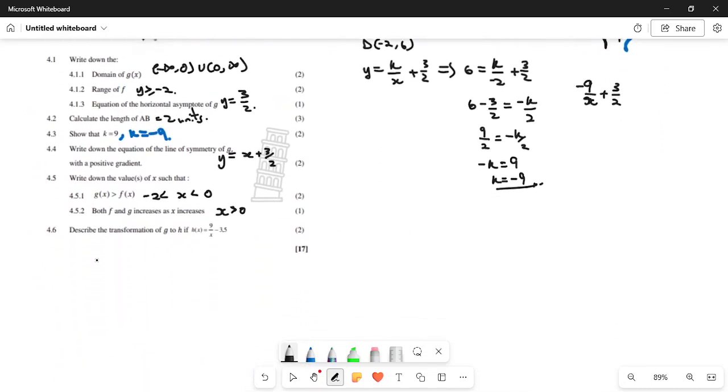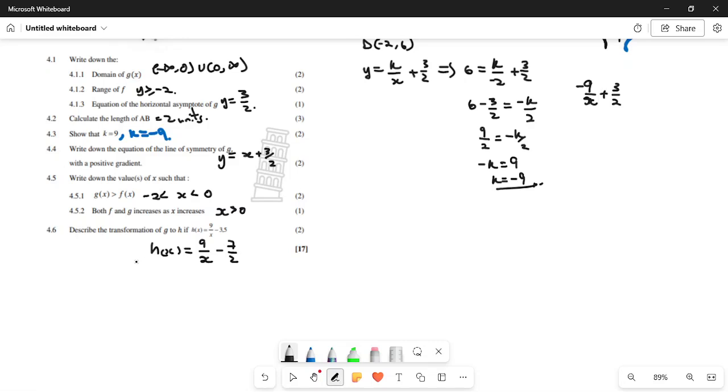Okay, now the last question. Describe the transformation of g to h if h of x is equals to 9 divided by x minus 3.5. Now what is 3.5? Okay, 3.5 is 7 divided by 2. So let me rewrite h at x. H at x is equals to 9 divided by x minus 7 divided by 2.